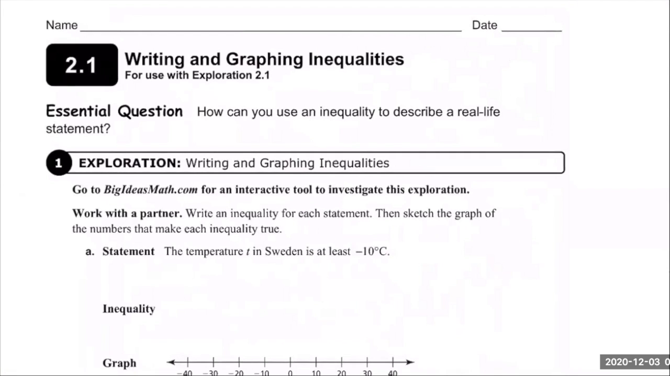Hello, everyone. Today we're going to be going through 2.1 Writing and Graphing Inequalities. If you were in class on Monday or Tuesday, we would have done exploration 1 and 2 together. But for those of you that missed it, I am going to go back through that just to make sure that you know how to do them.